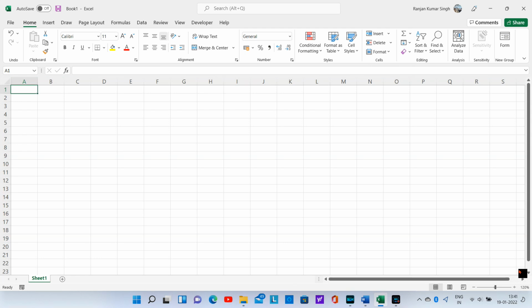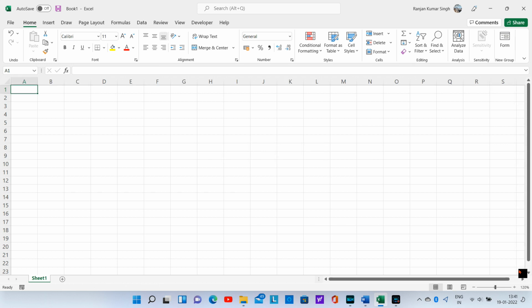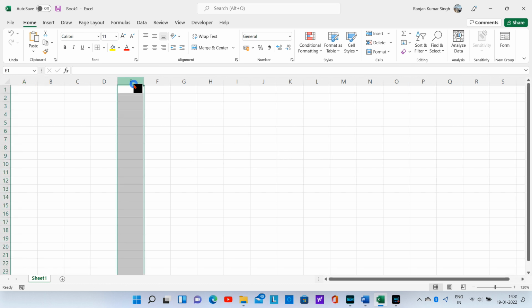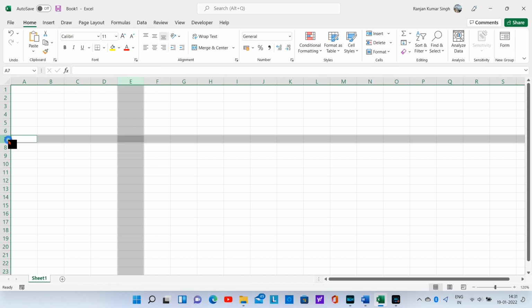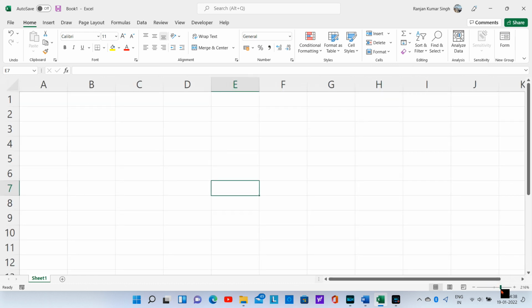The columns in Excel begin with alphabet A and go up to XFD. The rows in Excel begin with number 1 and go up to 1,048,576. The intersections of the column and rows form the cells. Each of these cells are demarcated by a rectangular box. Each cell is identified by a unique name.